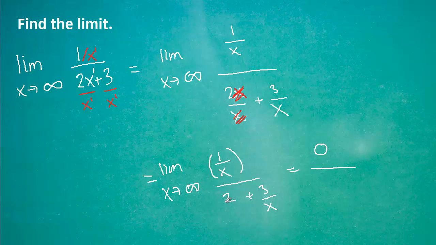Now, there's no variable anymore in this term, so that's just going to remain as a 2. And then here we have another instance of a constant divided by x. And as x grows to infinity, we know that the expression 3 divided by x will actually become 0, similar to what happened in the numerator. So we're actually left very simply with 0 divided by 2, which, of course, is 0, and that's the answer.